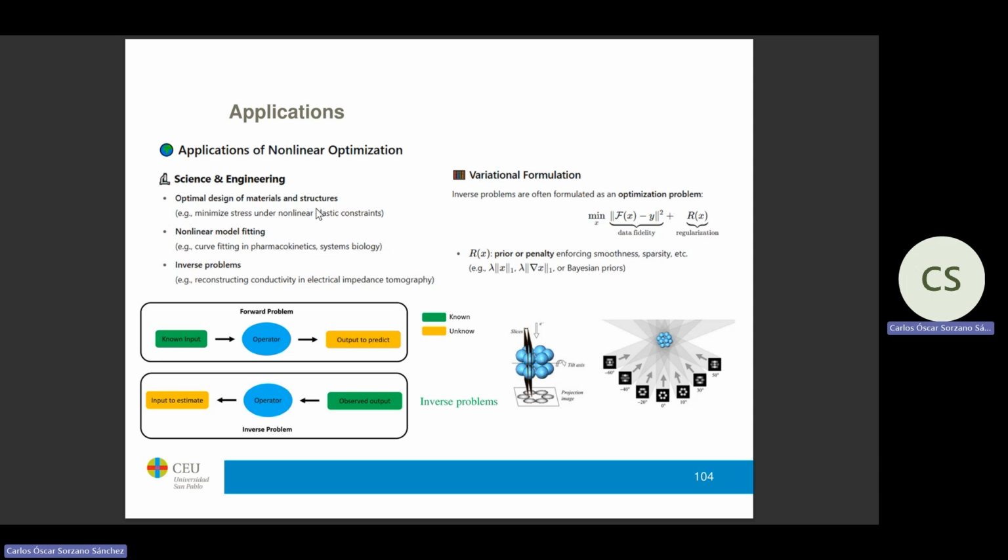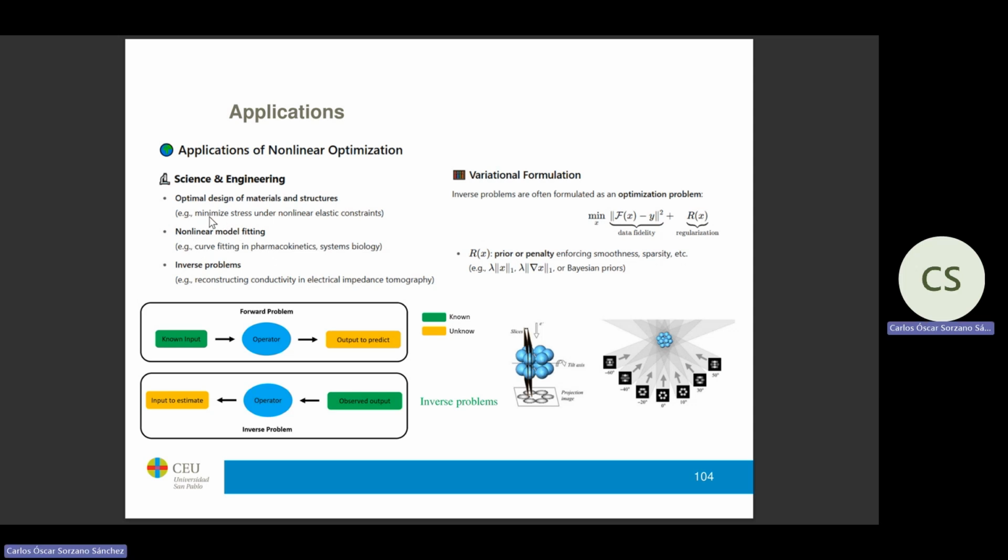optimal design of materials and structures. So, for instance, you want some chemistry lab, you want to minimize the stress of a material and the non-linear elastic constraints. So the materials are elastic, and then you want to design a structure such that it minimizes the stress while it keeps some elastic constraints.